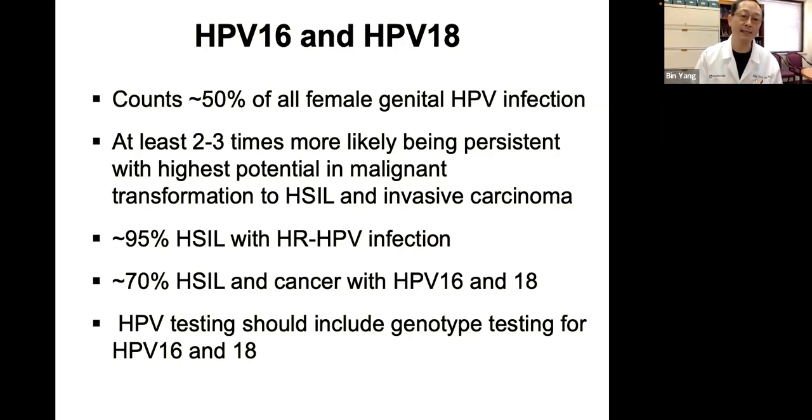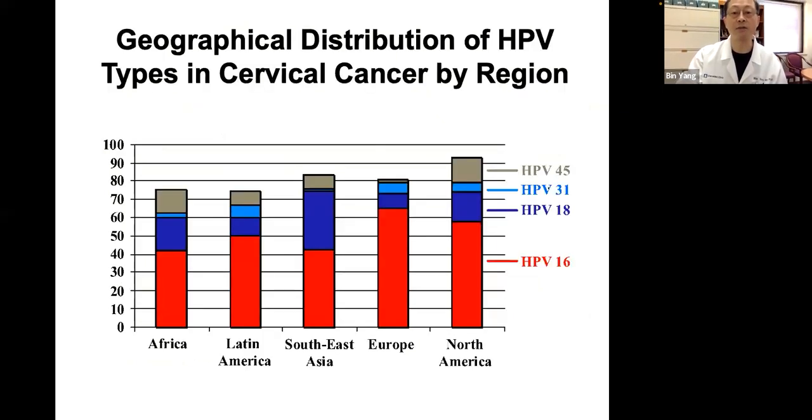If you look at it from the disease point of view, 95% of HSIL will have high-risk HPV infection. Among those, 70% will have HPV 16 and 18. So HPV testing, especially genotype testing for HPV 16 and 18, in the past 10 years, a lot of data has already demonstrated it's very important to single out these two HPV types.